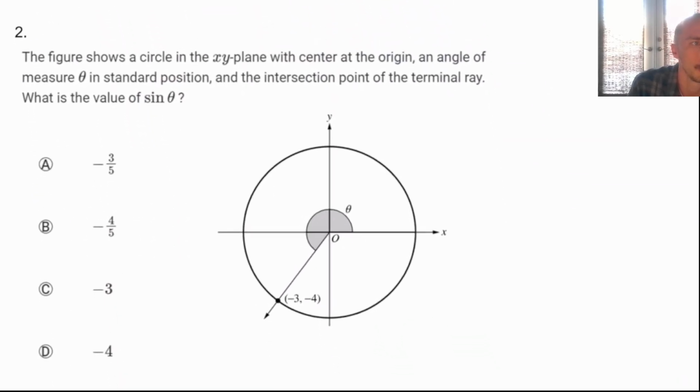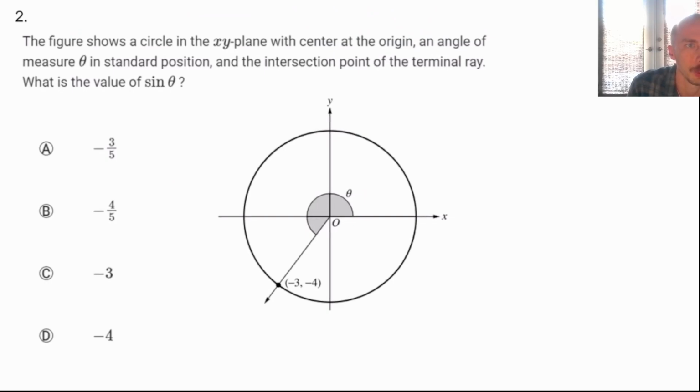Okay, now number 2. The figure shows a circle in the xy plane centered at the origin, an angle of measure theta in standard position, and the intersection point of the terminal ray. What's the value of sine theta? Oh yeah, we love these. So they already drew the diagram for us. We found the spot on the unit circle. Step 2 is draw a reference triangle. So we can do that.